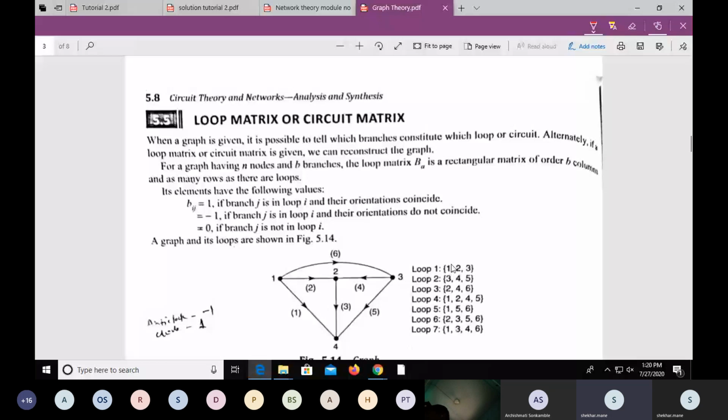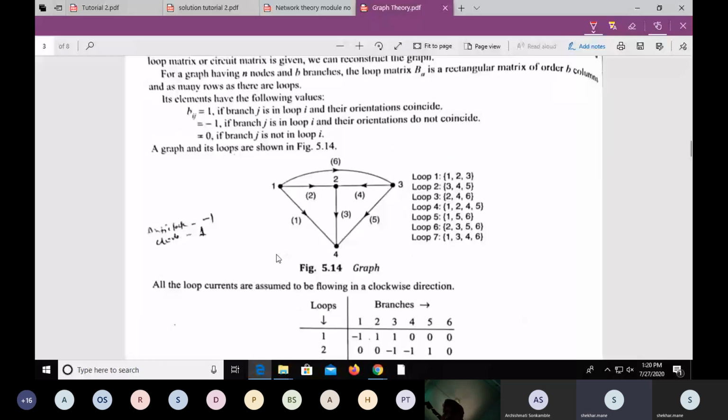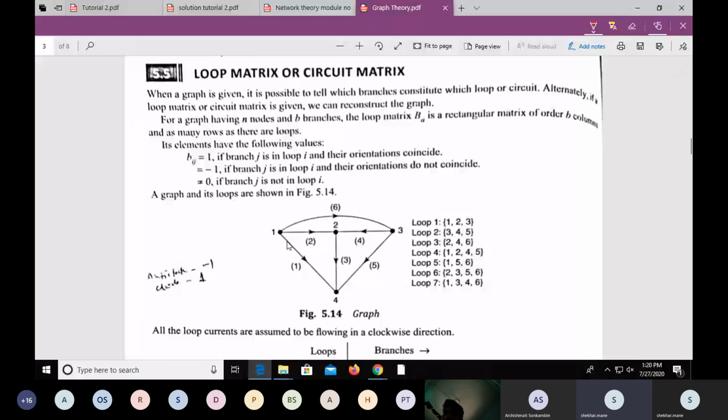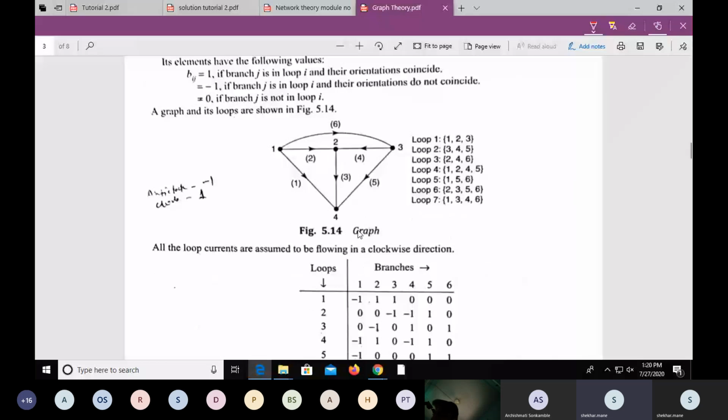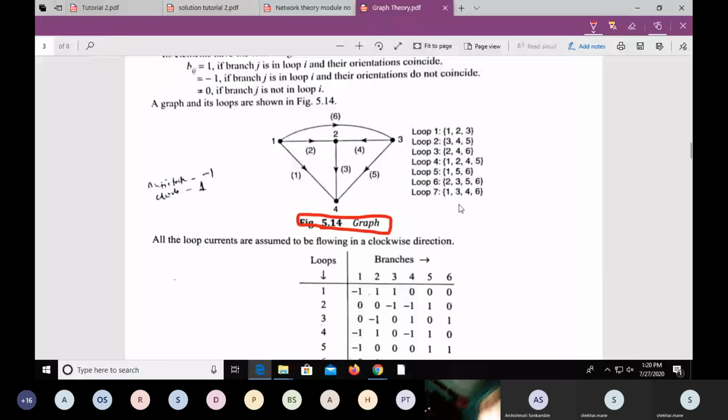Now within 5 minutes we will cover the loop matrix. Now see here how to write the loop matrix. See this example. Afterwards you can read this part later. Just understand how to write the loop matrix. Again this graph is given, see 5.14. This graph is given, and from that you have to write the loops first.